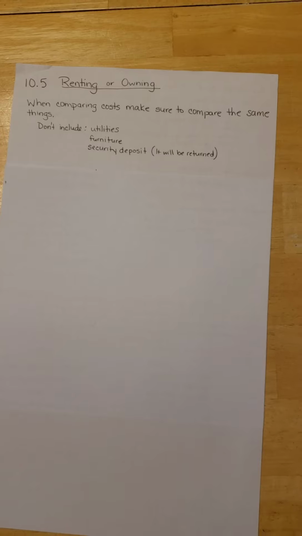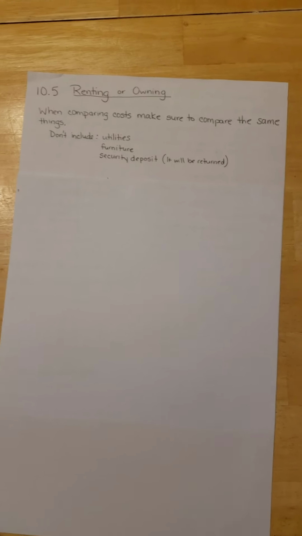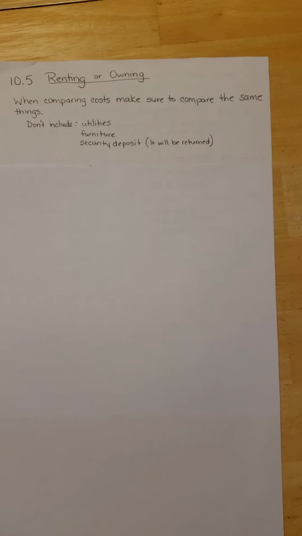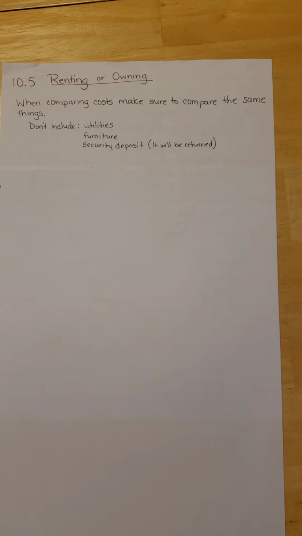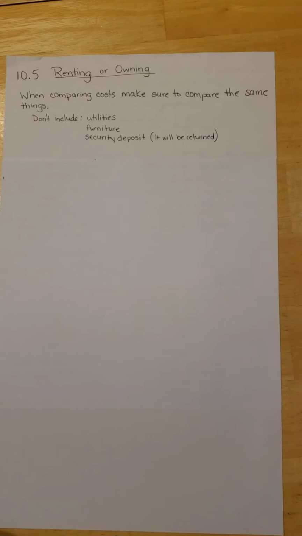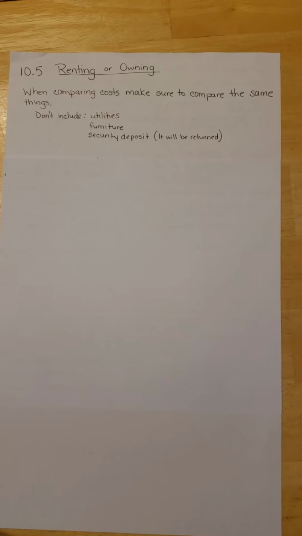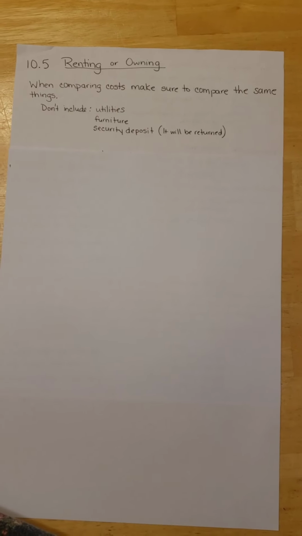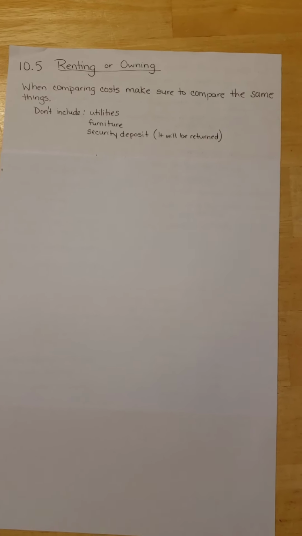Secondly, furniture. Whether you rent or own, you're still going to have to buy furniture. And the last thing is your security deposit for renting an apartment. We're not going to consider that because if you take care of your apartment, you should get it back. So we are not going to consider any of those in our cost when we're looking at renting or owning.